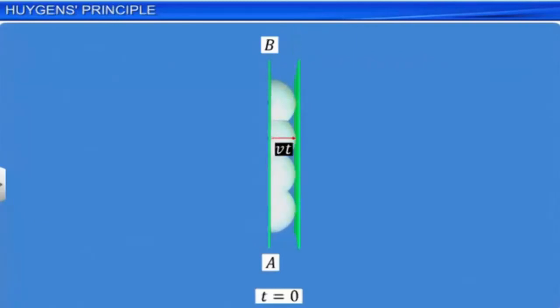The plane touching these small spheres in the forward direction gives the shape and location of the new wavefront after t seconds.